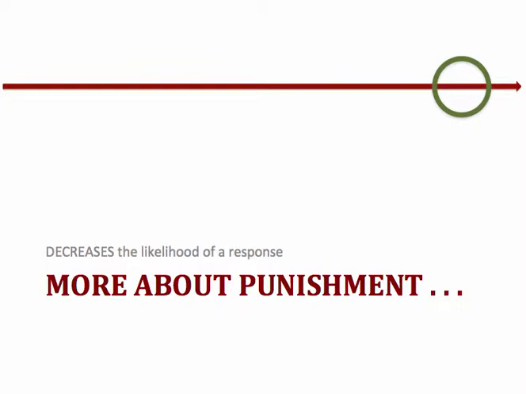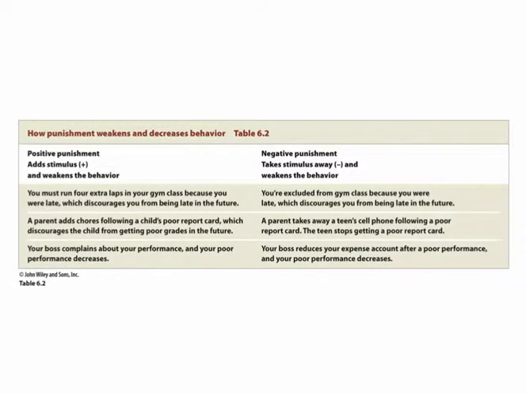Okay, punishment. Remember, punishment decreases the likelihood of a response. And just like with reinforcement, there are different types of punishment. There's positive punishment and negative punishment. Remember, positive in this context always refers to the addition of a stimulus. Negative always means the removal of a stimulus. But punishment, regardless of whether it's positive or negative, always results in the weakening of a behavior.